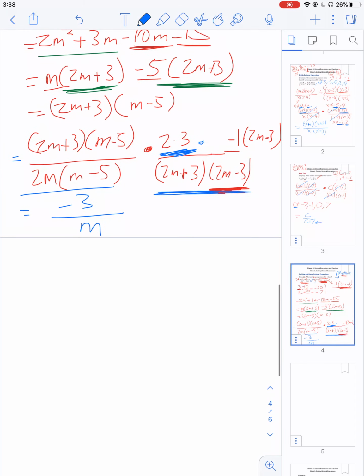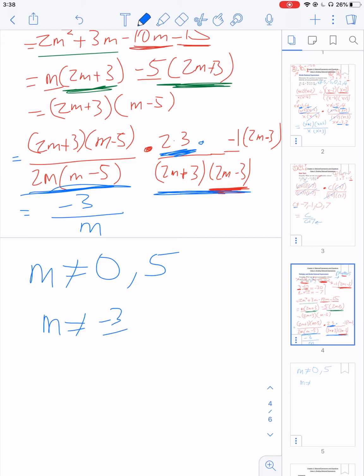Sorry, I wasted a lot of time over here. So m cannot equal 0, I'm focusing over here, and m cannot equal 5. Over here it's slightly tricky to figure out, so maybe you can solve this yourself, because I'm not going to do the calculations for you. It's just going to be minus 3 over 2, so m cannot equal minus 3 over 2. And for this one, it will be 3 over 2.